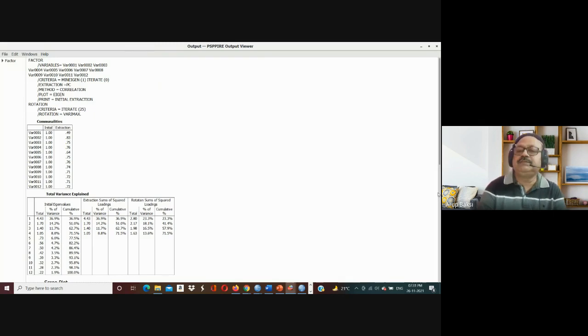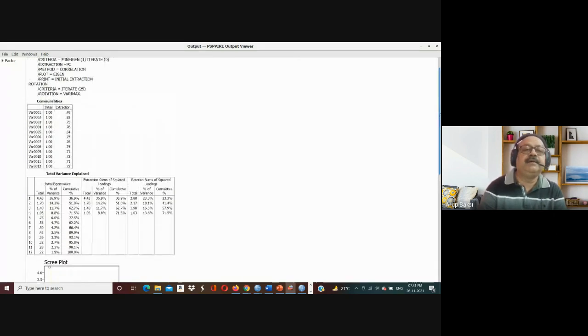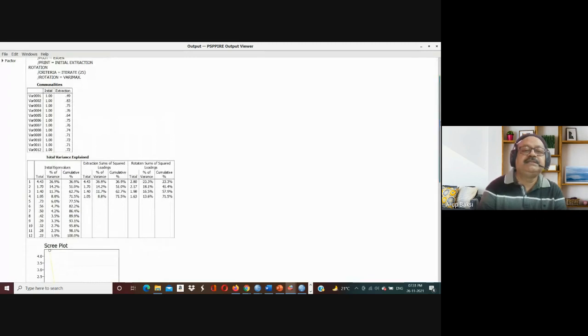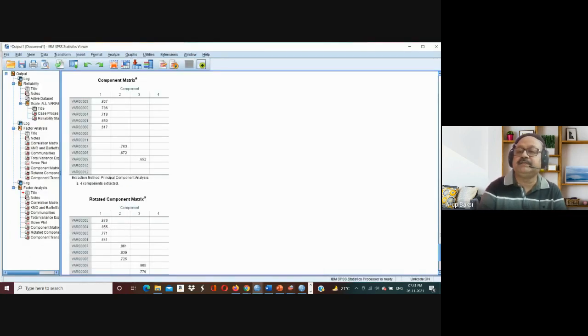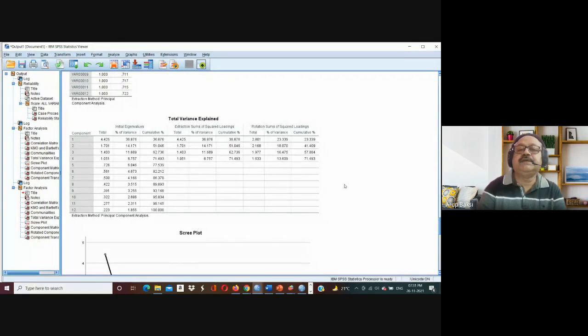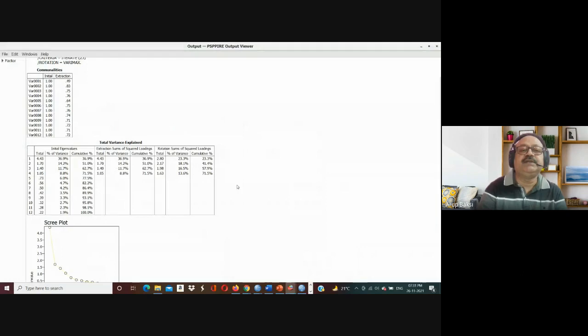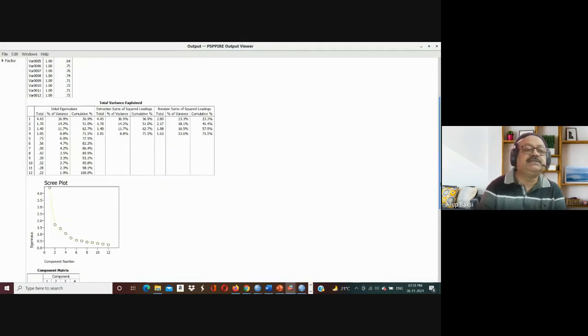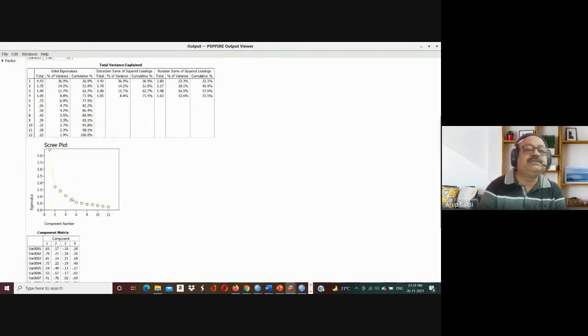Now you see the results. 71.5%. It's a four factor solution with 71.5% variance being extracted. Let us go to our SPSS finding. 71.49. So it's giving the exact result, 71.5. This is the scree plot. You see the four factor solution has been achieved. The last factor has an eigenvalue of almost 1.1 or something like that.